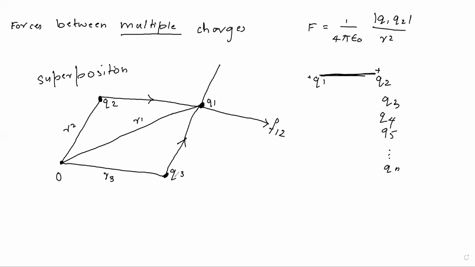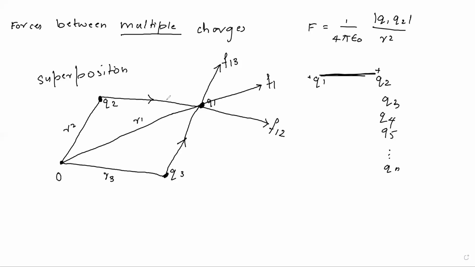Similarly, the force being given by Q3 on Q1 will be written as what? F13. Force acted by Q3 on Q1, or you can say force acting on Q1 by Q3. So we represent it as F13, and the total force on Q1 all by itself is written as F1.